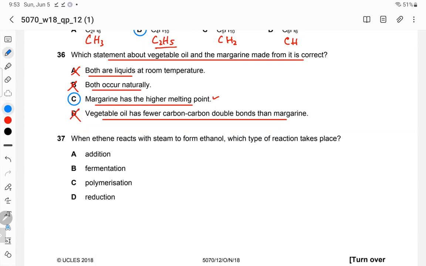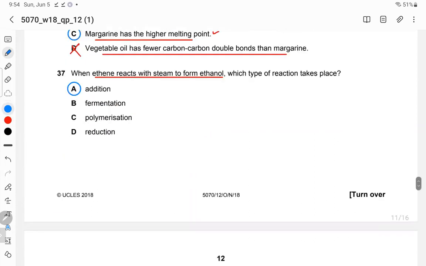Is it clear? Question 37. When ethene reacts with steam to form ethanol, which type of reaction takes place? Ethene with water. Yes, it is addition. Very good. Two molecules are reacting to form one molecule, then it is addition.